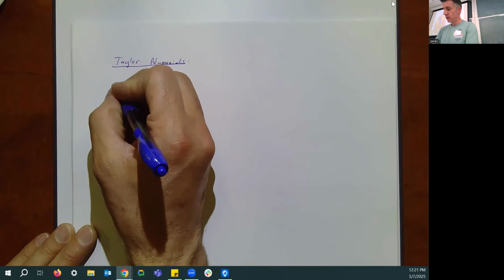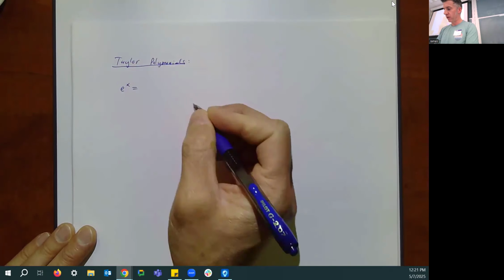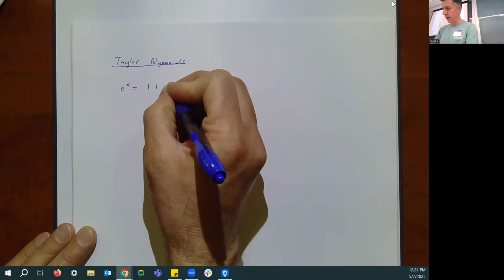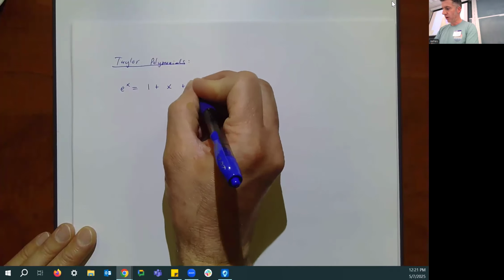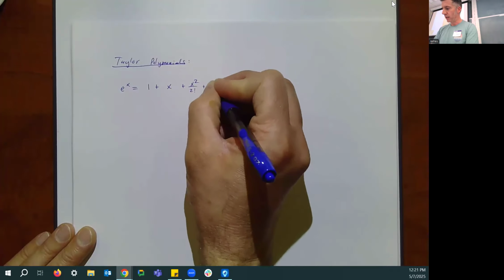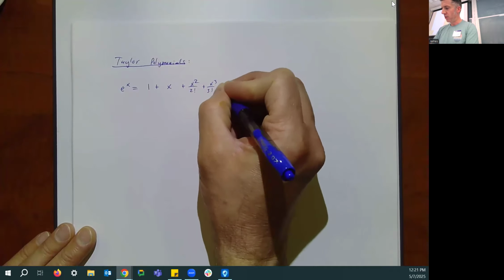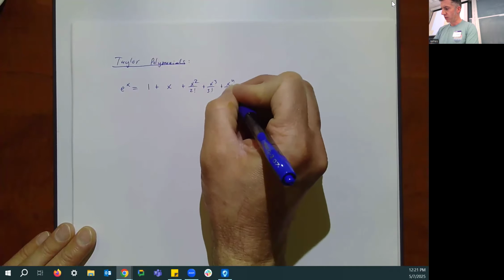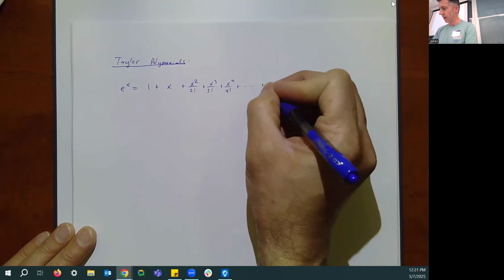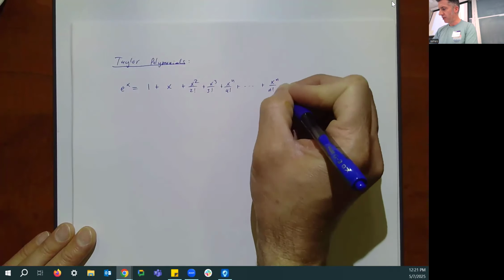So e to the x is very generically written as 1 plus x plus x squared over 2 factorial plus x cubed over 3 factorial plus x to the 4th over 4 factorial, and this goes on and on and on, plus x to the n over n factorial, and so on and so forth.